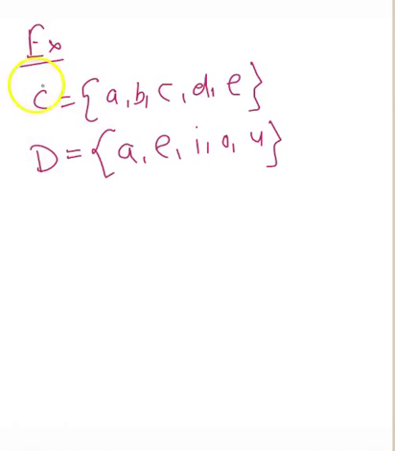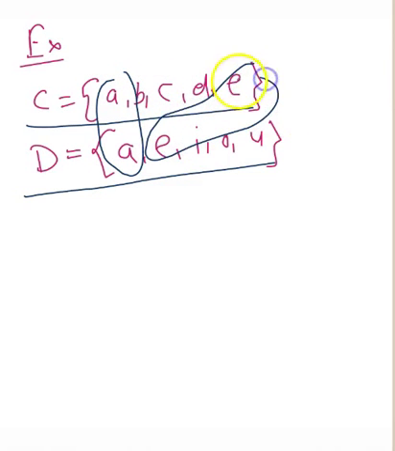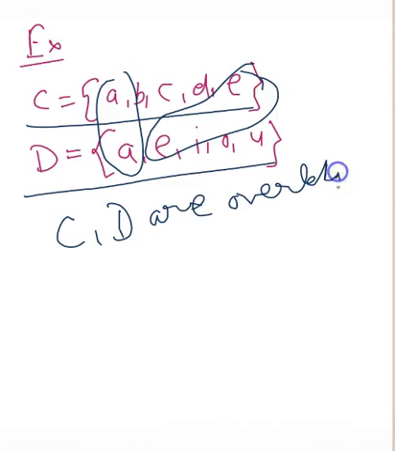Another example: there is set C with the elements A, B, C, D, and there is another set D with the vowels A, E, I, O, U. You can see which elements are in common. We can see that A is common in both, E is also common in both. So we have got two elements in common. So it means C and D are overlapping sets. Correct?